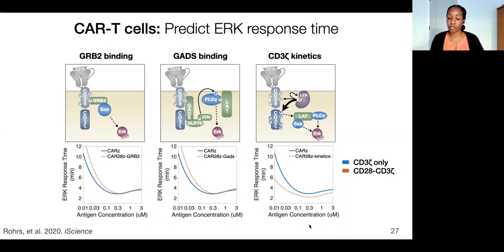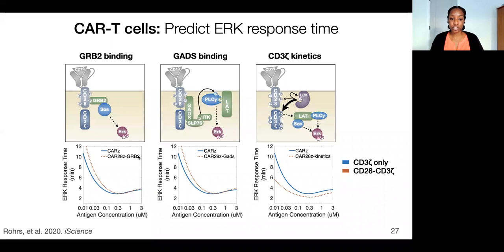So how much antigen are the simulated cells seeing? And how does that influence the ERK response time? ERK response time is the time that it takes for half of ERK inside of the cell to become doubly phosphorylated in our simulated cell. And so what we did is to make this prediction for the three different settings where we have CD3 zeta only present on the CAR or a CAR that has CD28 along with CD3 zeta.